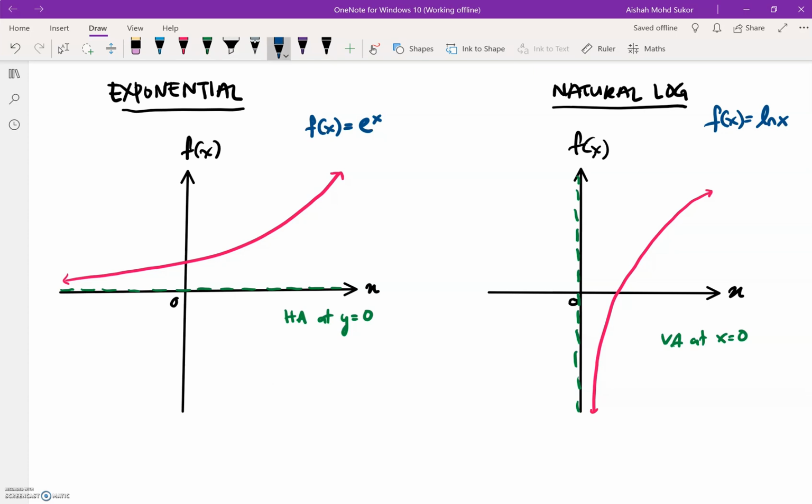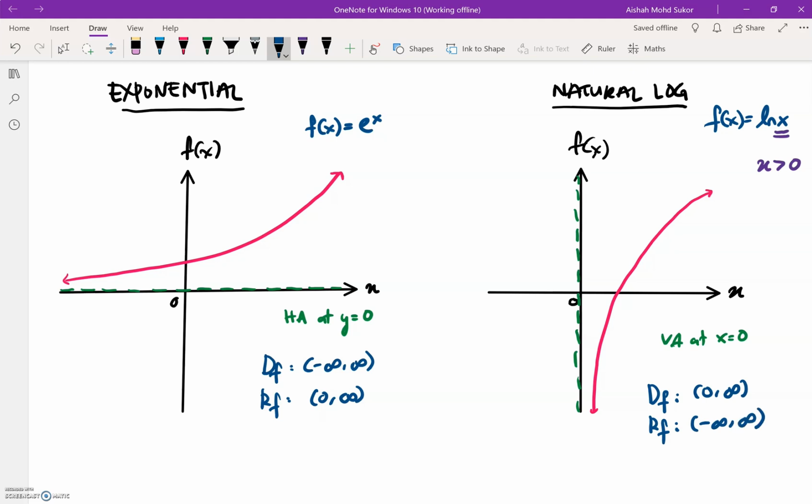The domain for e^x is negative infinity to infinity, and the range for e^x is 0 to infinity. For natural log, f(x) exists when x is greater than 0. Therefore, the domain for natural log is 0 to infinity, and the range for ln x will be negative infinity to infinity.